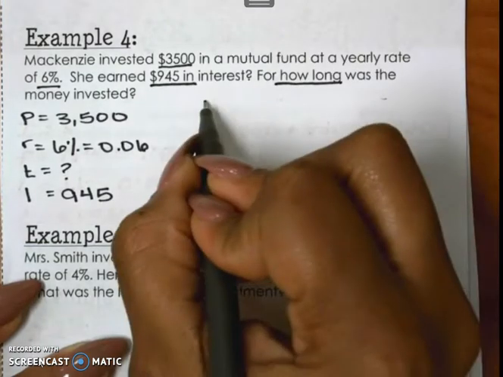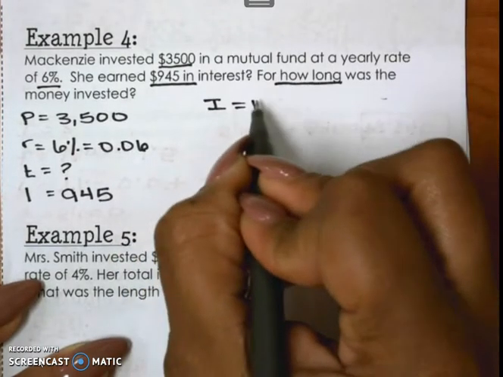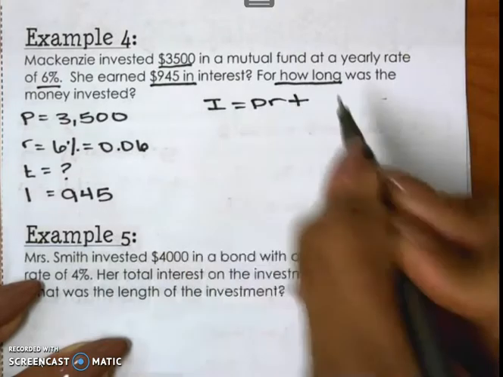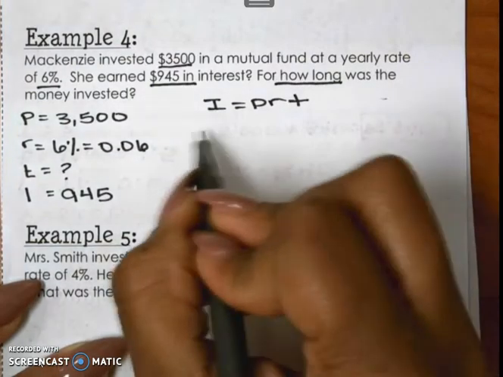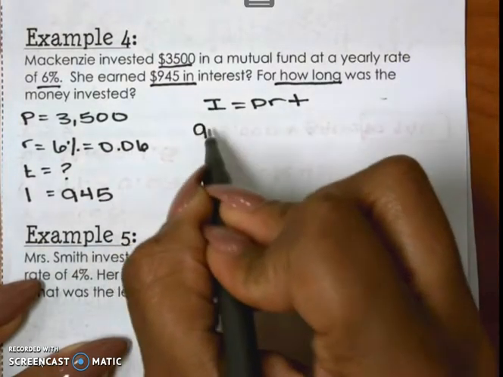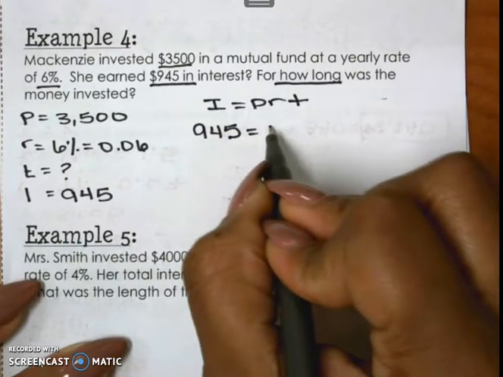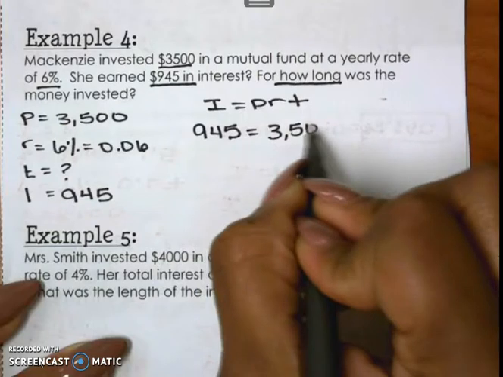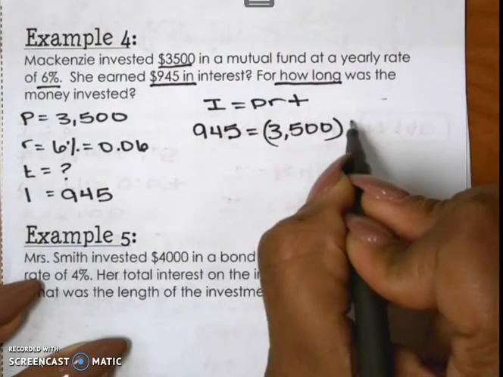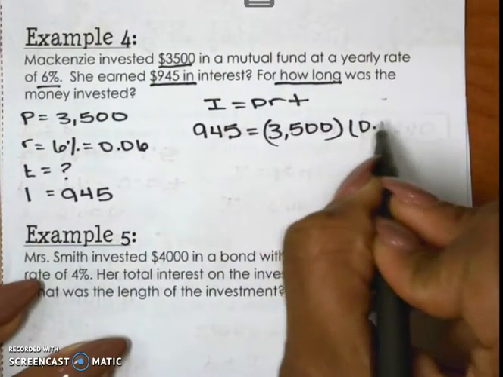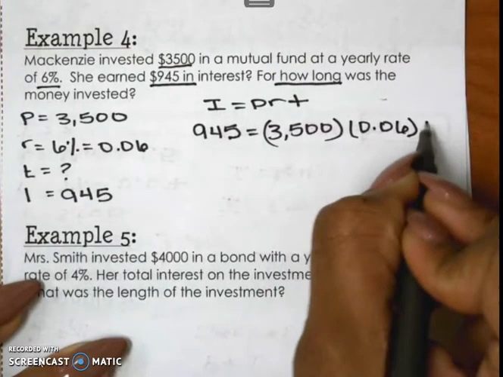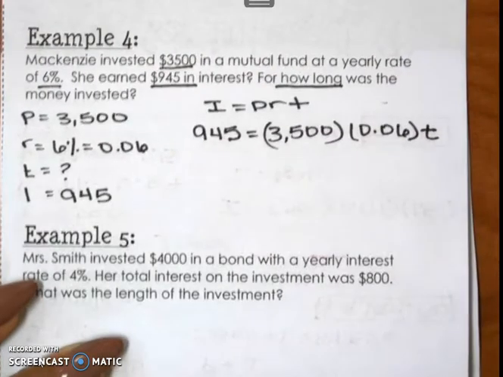So if my formula is I equals PRT, I'm just going to plug in everything I have. I is $945 equals $3,500 times my rate of 0.06, and the T is my variable.